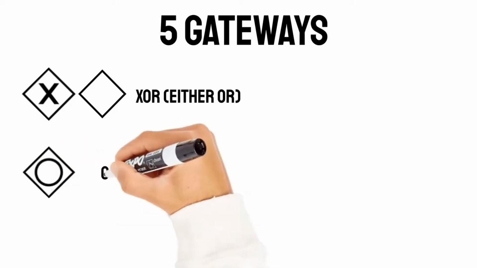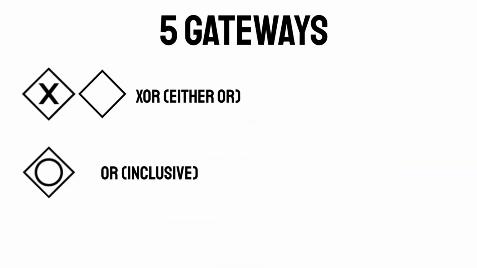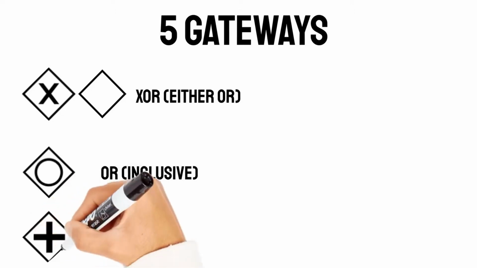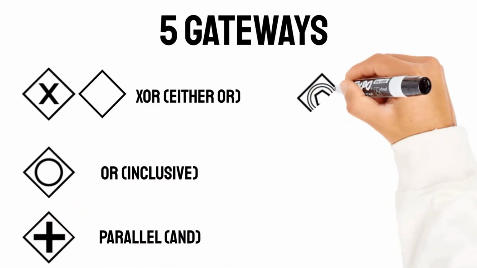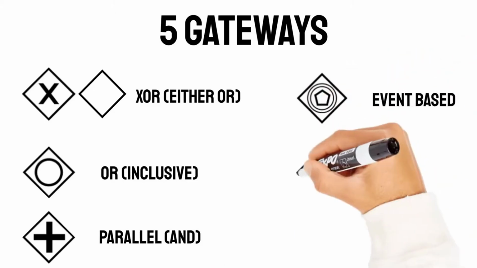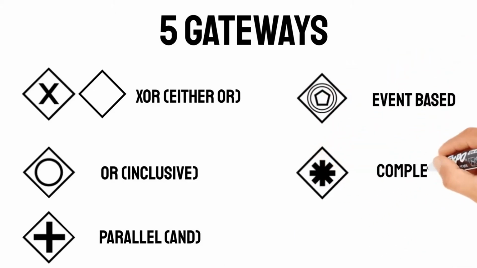The next one is the OR gateway. There is a very important difference between the OR and the either-or gateway. I will show you in a second. Then we have the parallel gateway, the event-based gateway, and the complex gateway. Now let me demonstrate you each of the BPMN gateways.